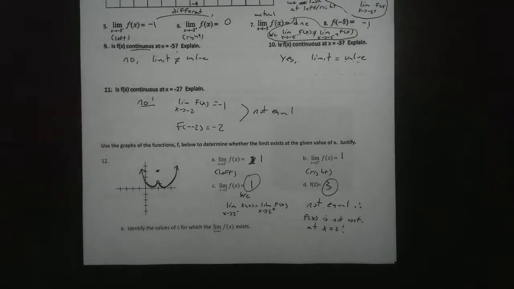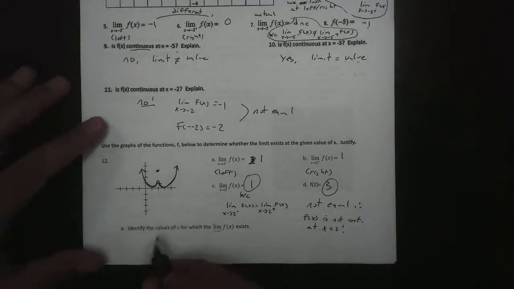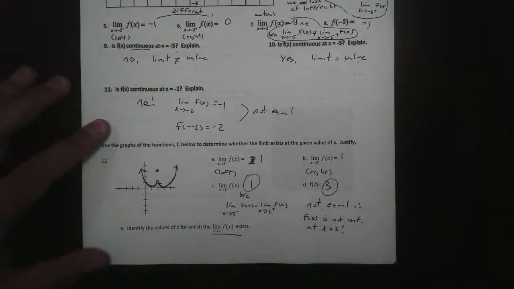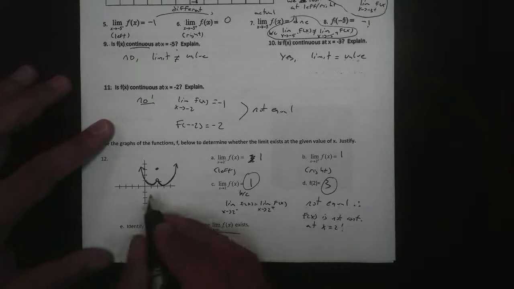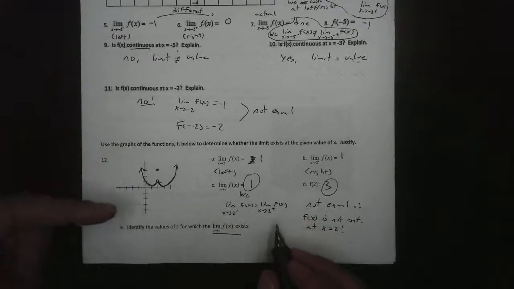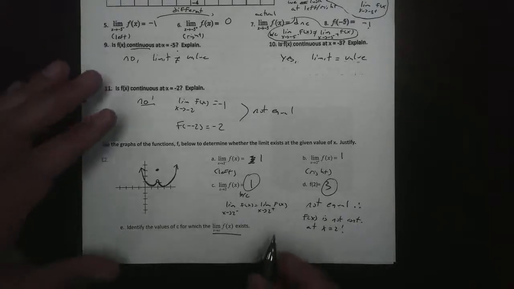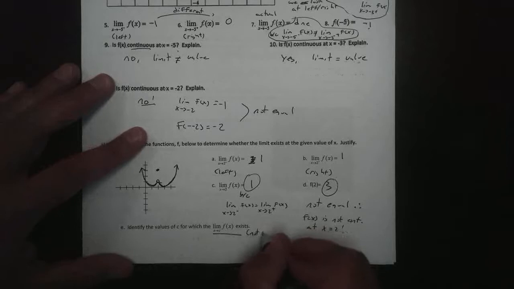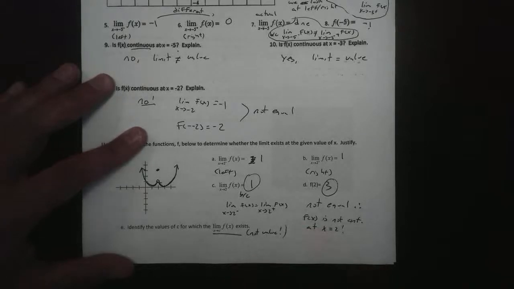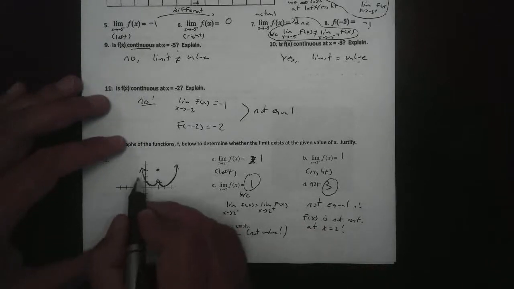But does it mean that there aren't values of c that aren't continuous? That's kind of what this question is asking. It says identify the value of c for which the limit exists. Well, that's a tough one. This is a really good question right here. Are there values where the limit exists? Now, notice this is not the value. Be very careful. So if I take a look here, will the limit exist at this point?